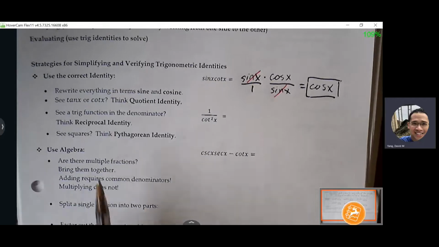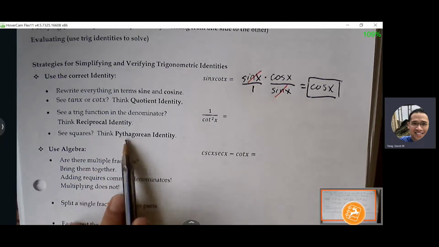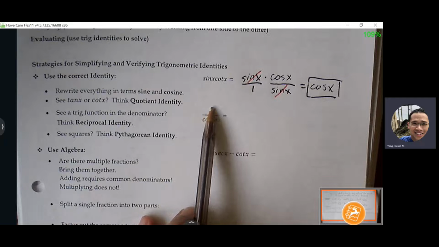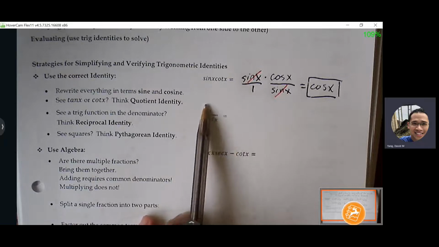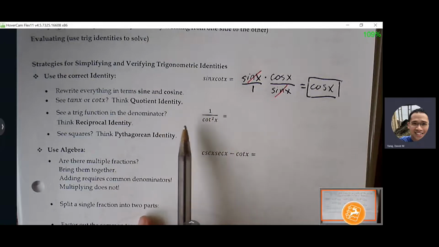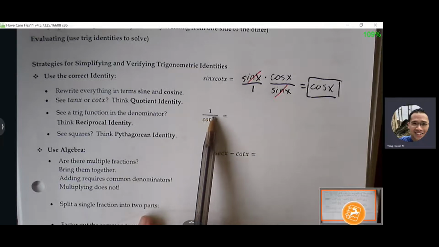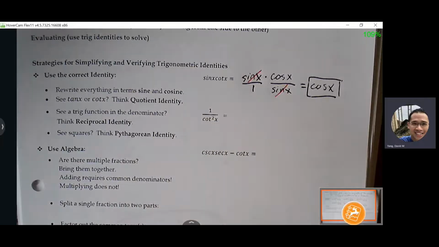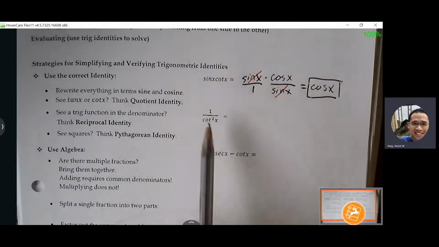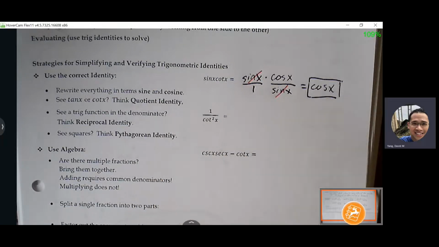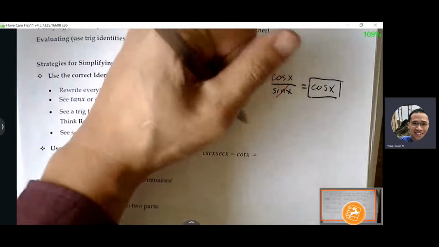Okay. Another strategy is if you see a trig function in the denominator, sometimes it's more helpful to bring it up. If we bring it up, we can think of it as a reciprocal identity, right? So what's the reciprocal of cotangent? Tangent, right? We know that cotangent is 1/tangent. So 1/cotangent, we can just think of it as tangent, right? We flip that to the top.